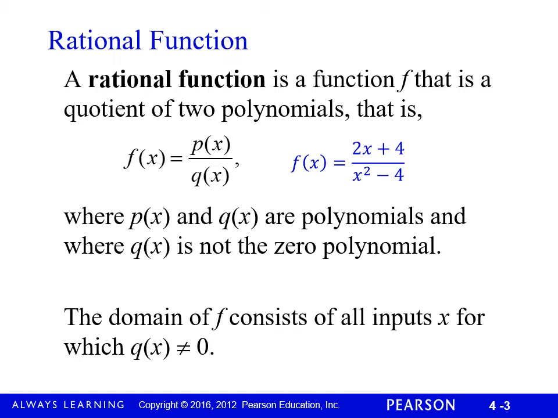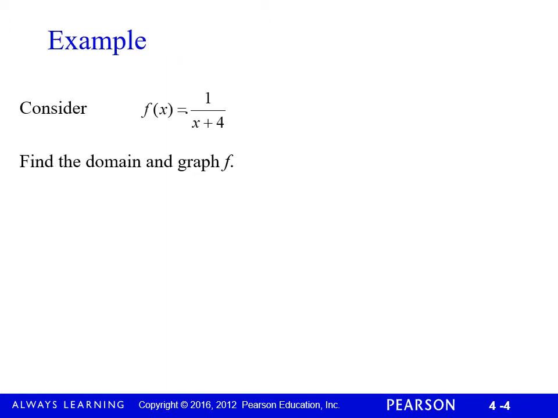So for the example that we have given here, x squared minus 4 cannot be equal to 0. And if we do that, then we can see that x cannot be equal to plus or minus 2 if we solve that equation.